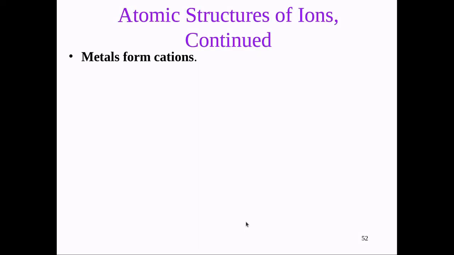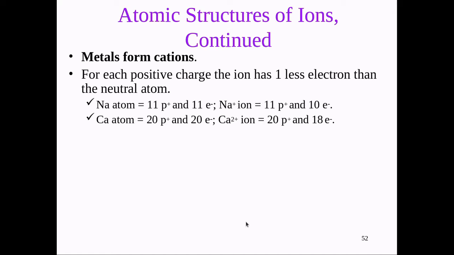So our metals tend to form cations, so they're going to be positively charged. For each positive charge, the ion has 1 less electron than the neutral atom. Okay, so similarly, sodium is going to lose an electron to form a Na plus ion. Calcium is going to lose 2 electrons to form the calcium 2 plus ion.